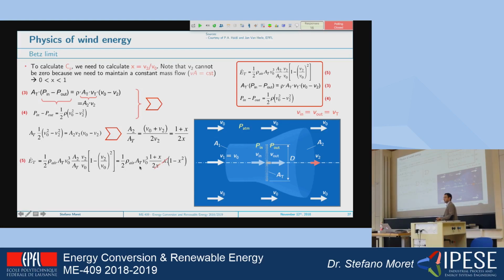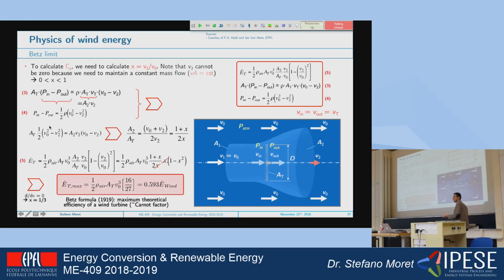At this point, if you want to find the maximum power, you derive this equation, you put it equal to 0, and you find that the maximum amount of mechanical work that you can extract out of a given amount of power in the wind is equal to 59.3% of the mechanical power which is contained in the wind. So this is the main formula of wind energy. It's called the Betz limit.